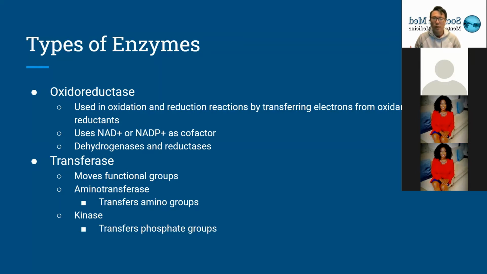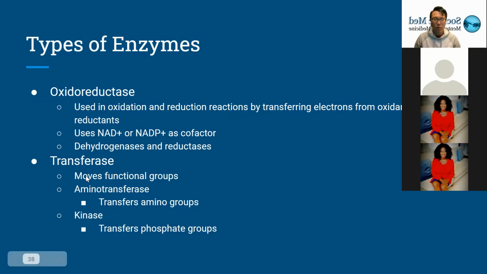Usually if you see the name dehydrogenase or reductase in the enzyme name, it's an oxidoreductase. If you've gone over glycolysis or the Krebs cycle, you'll have seen these oxidoreductases. There's a bunch of different dehydrogenases and reductases in those reactions. So that's oxidoreductase.